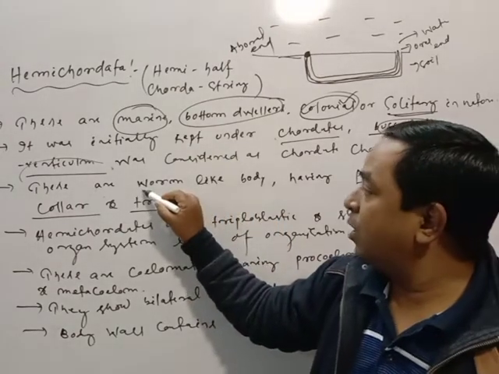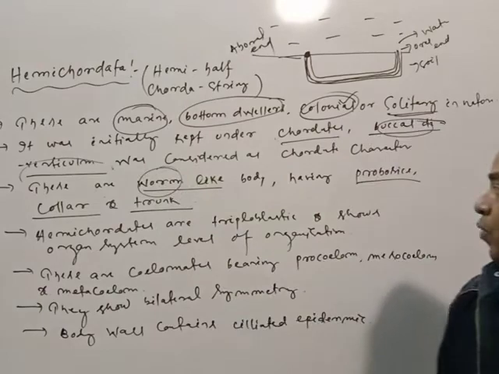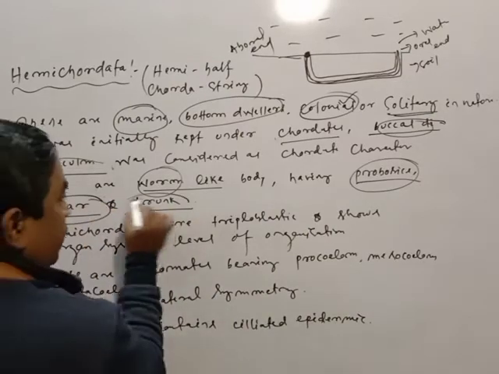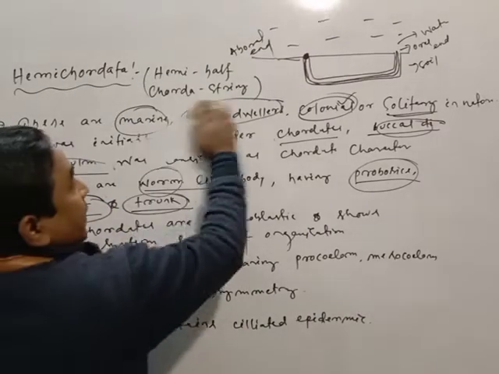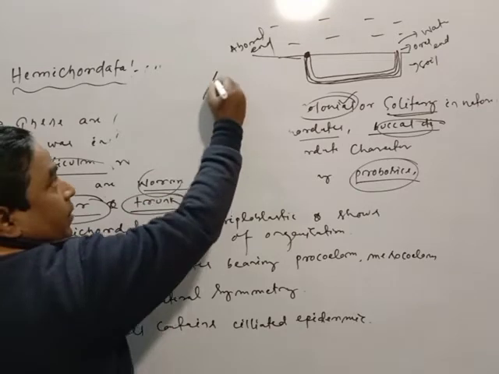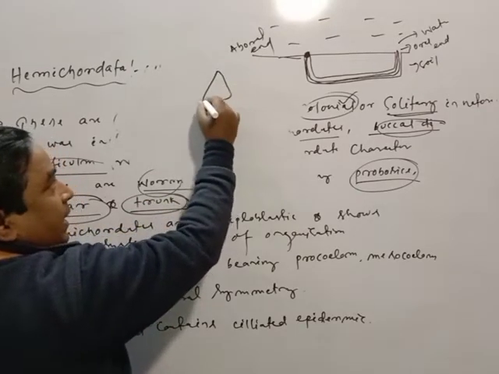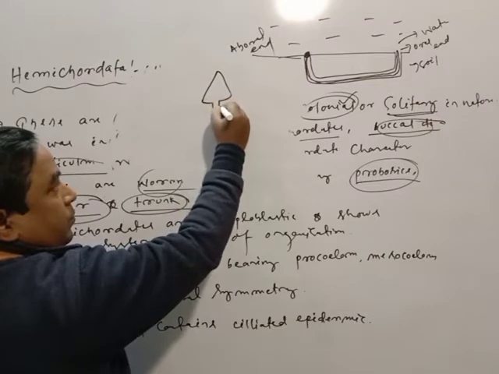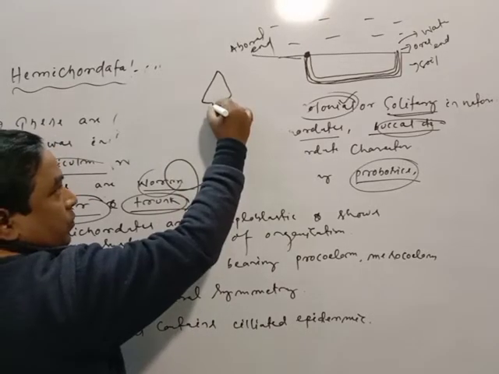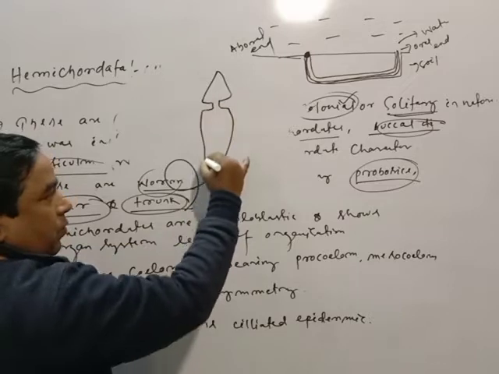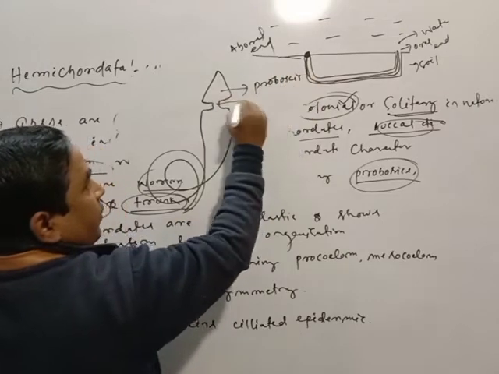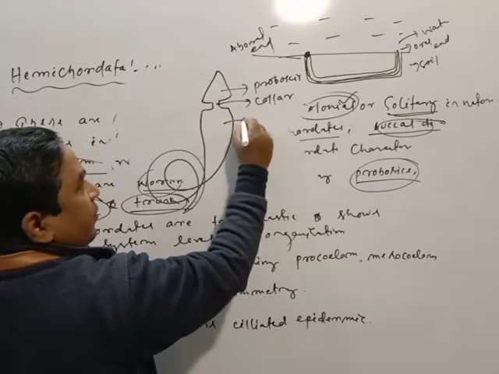These are worm-like. Worm means krumi. The body is divided into proboscis, collar and trunk. See, this is the proboscis, this is the collar, and this is the trunk.